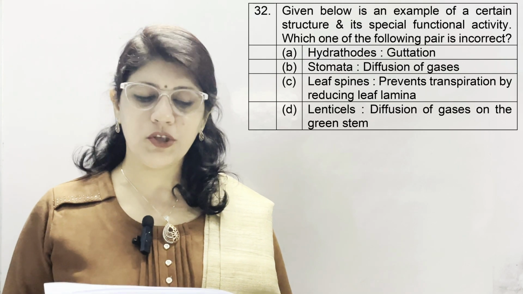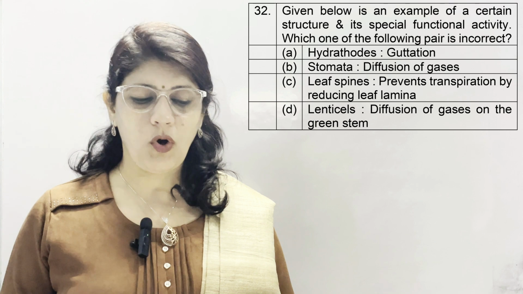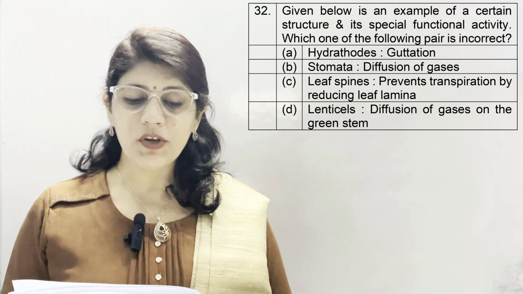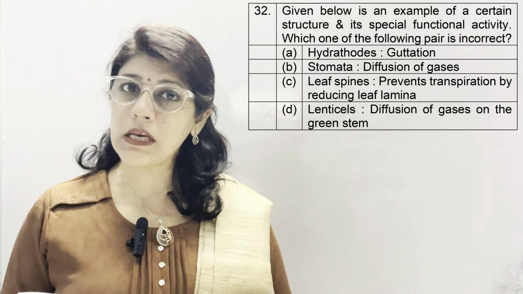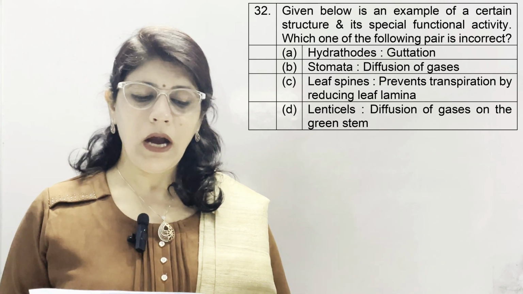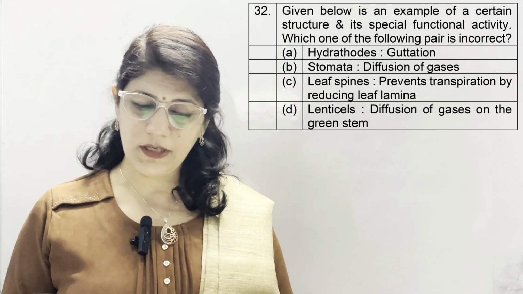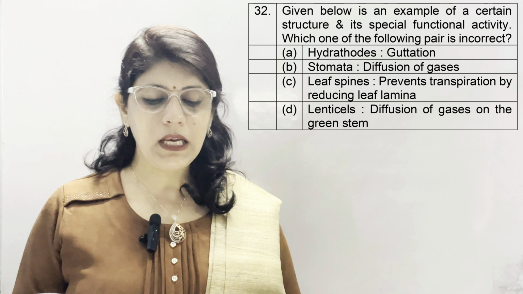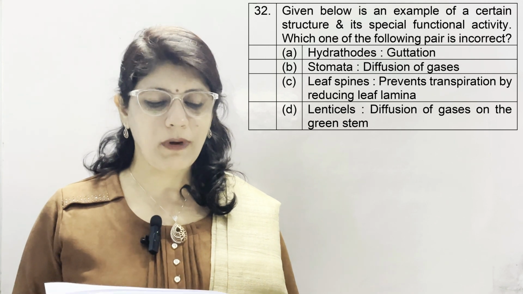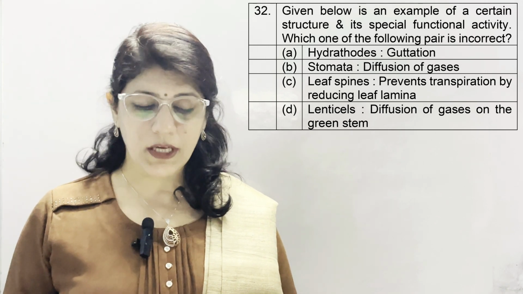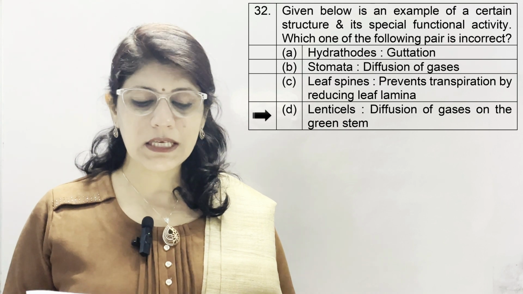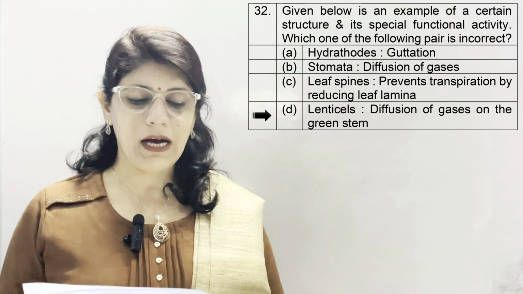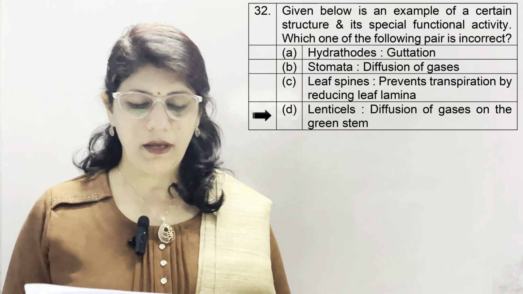In question number 32, given below is an example of a certain structure and its special functional activity. Which one of the following pairs is incorrect here? A option, hydathodes, guttation, which is correct. B is stomata, diffusion of gases, again correct. C, leaf spines prevent transpiration by reducing leaf lamina, which is again correct. And D is lenticels, diffusion of gases on the green stem. We know that the last one, D, is the correct option here.